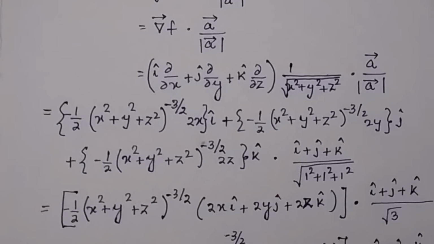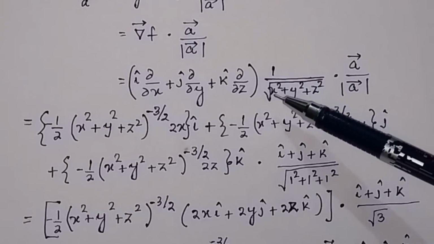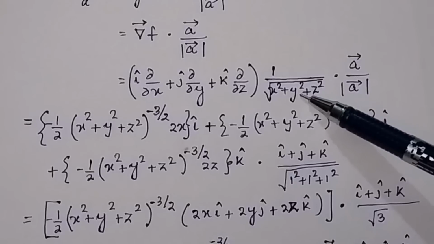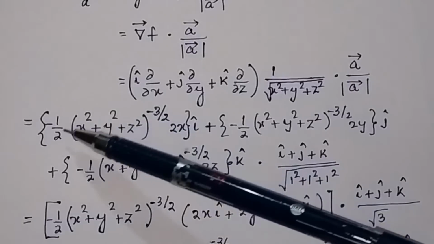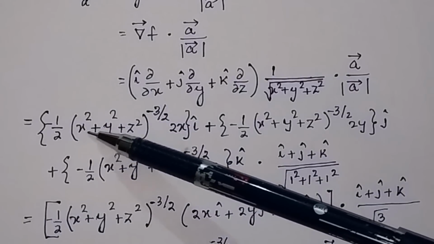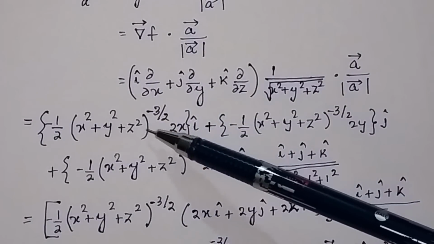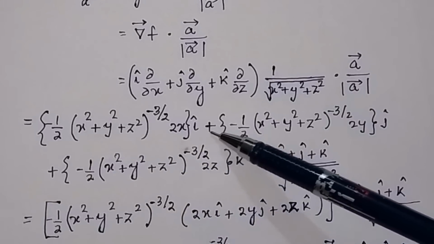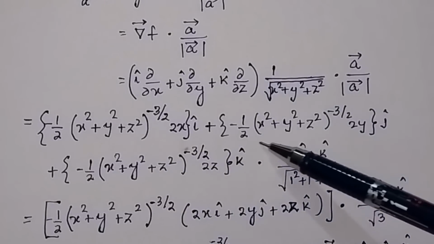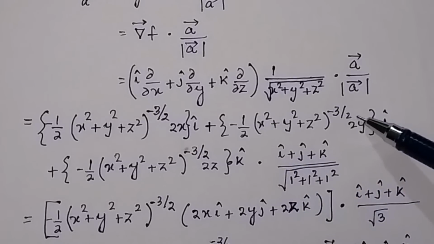Now let us find the partial derivative of the scalar function f. If you find the partial derivative of 1 divided by the square root of x square plus y square plus z square with respect to x, then that will be equal to minus 1 by 2 into (x square plus y square plus z square) to the power minus half minus 1, that is equal to minus 3 by 2, and the derivative of x square with respect to x is 2x, into i cap. Similarly, for the j cap component, you have minus 1 by 2 (x square plus y square plus z square) to the power minus 3 by 2 into 2y into j cap.